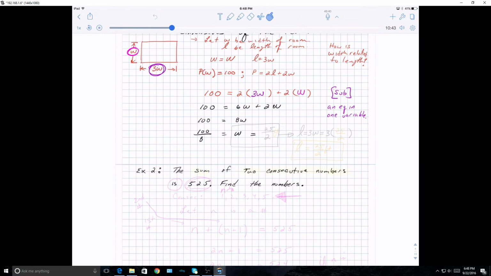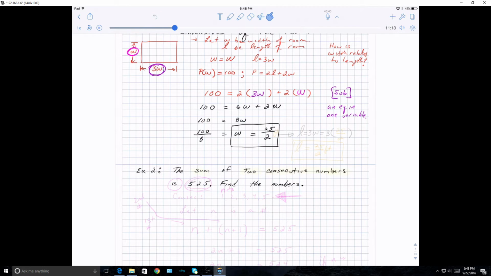And if we reduce this, well, if you don't see it right off the bat, we can divide both by 4, for sure. So that'd be 25 halves. So we now know that the width is 25 halves. Okay, so that's great. Well, we can do the division and find out this is 12.5.